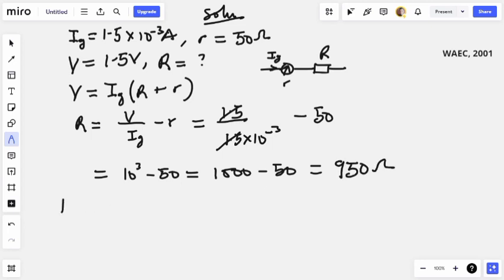So the resistance required to make the galvanometer read a voltage up to 1.5 volts is 950 ohms. If you connect a resistor of 950 ohms, you extend the range of voltage the galvanometer can read. It will be able to read up to 1.5 volts. So that is the answer.